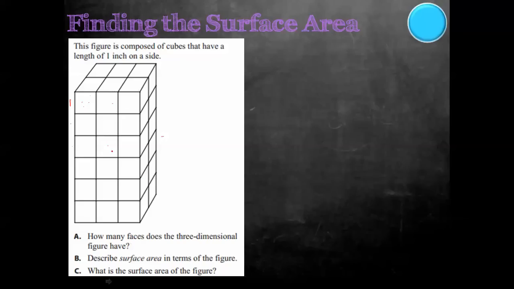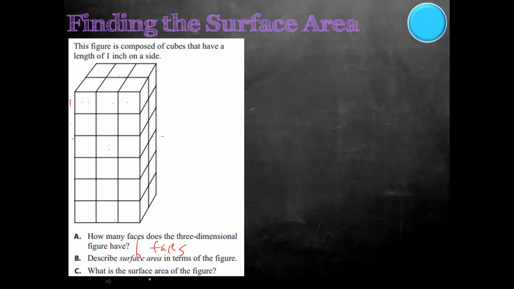So, if we look at here, it has 1, 2, 3 that we can see, right? But it also has this left one, the back one, and the bottom one. So, it really has 6 faces, right? 3 that are visible and then 3 that are hidden, okay?